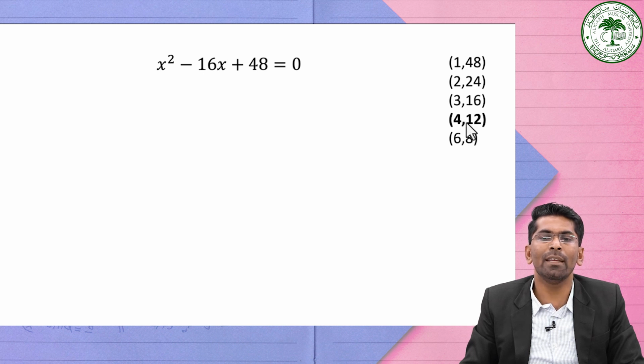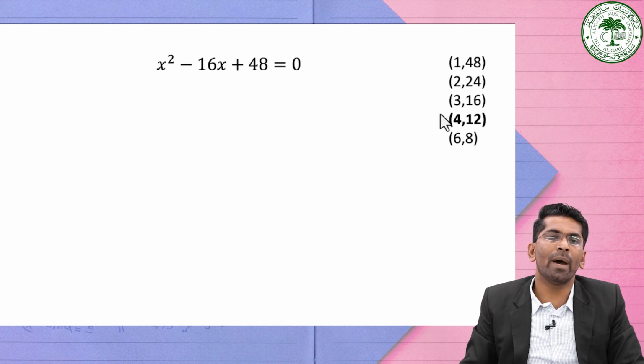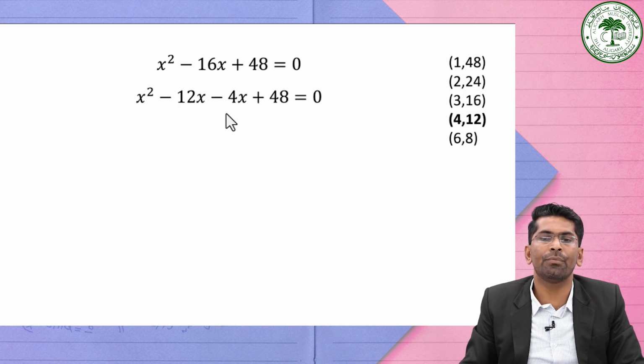So I am considering here, it will possibly be 4 and 12. 4 and 12 we are going to consider. So here I am taking minus 4 and minus 12, so that the sum becomes minus 16. And if you multiply minus 4 into minus 12, it is equal to 48. So now I am replacing minus 16x with minus 12x minus 4x, so it will be x square minus 12x minus 4x plus 48.